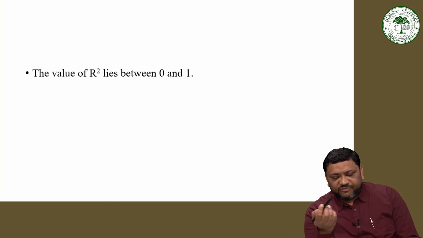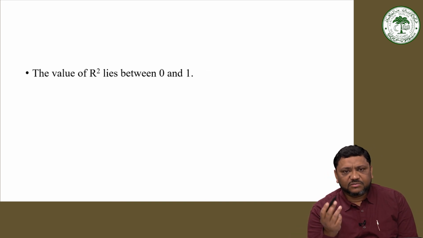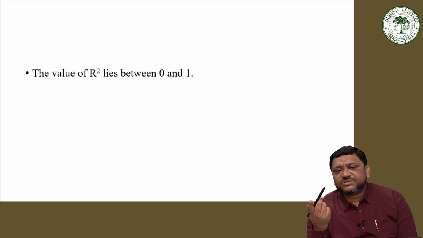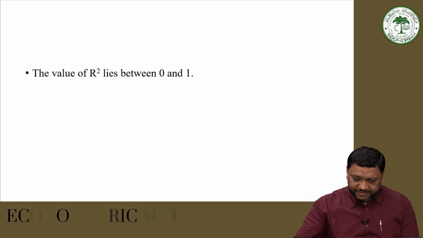The value of this r square, in the case of multiple regression also, falls between 0 and 1. The higher the r square, the greater is the percentage of variation of y that is explained by the regression line, that is, the better is the goodness of fit. And if the r square is closer to 0, the worse is the fit.